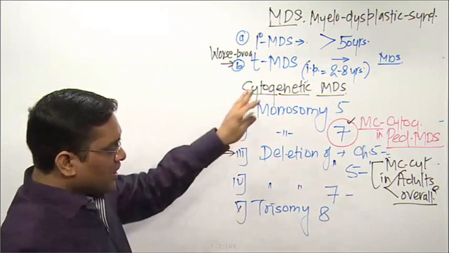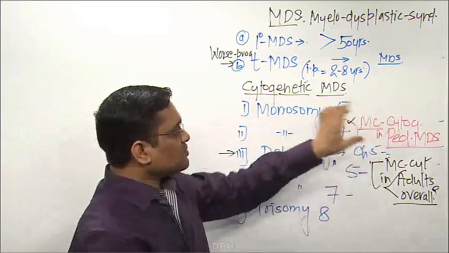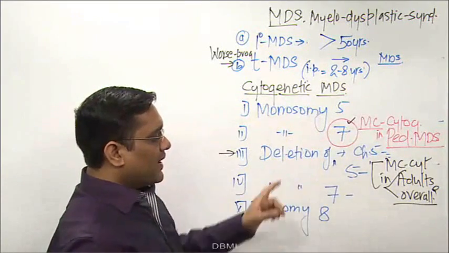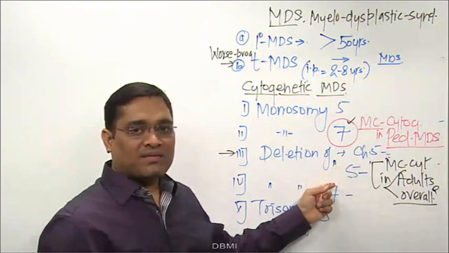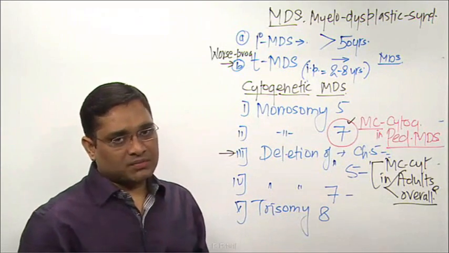So these are the cytogenetic changes. Pediatric cases, most common is monosomy 7. Adult cases, most common is deletion of 5, and overall it is deletion of 5 which is most common.